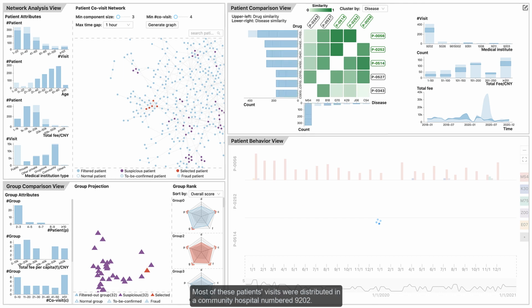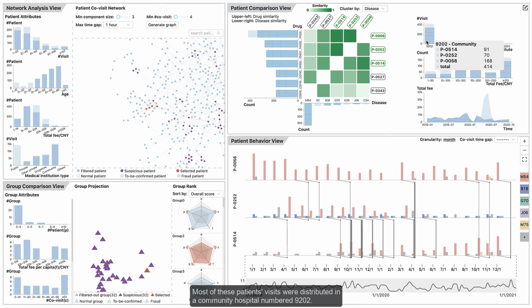Most of these patients' visits were distributed in a community hospital numbered 9202. The area chart about fees reflected that their medical insurance expenses are relatively stable. She suspected the 3 patients might have been mistakenly detected as a collusive fraud group, so she moved to the patient behaviour view to investigate visits behaviour for further confirmation.